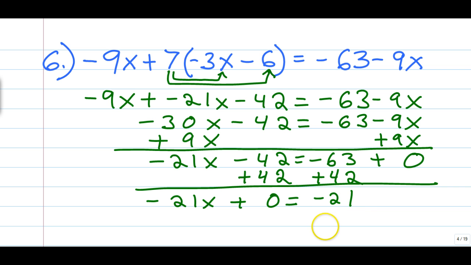Finally, we see a negative 21 being multiplied to an x. We will divide both sides by negative 21. This leaves x equal to 1. This completes this section of the review.